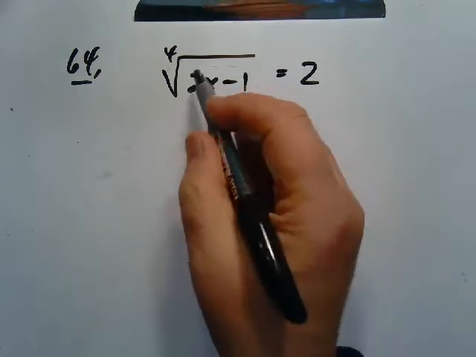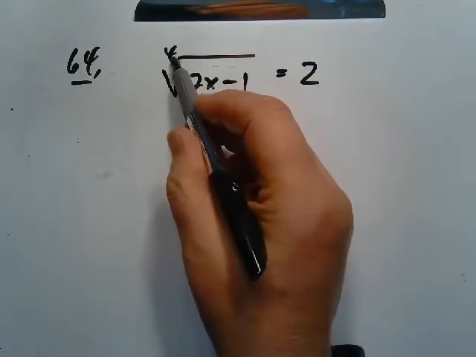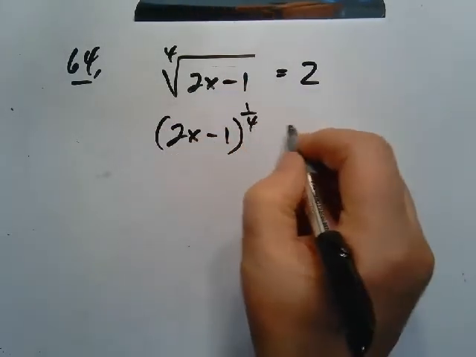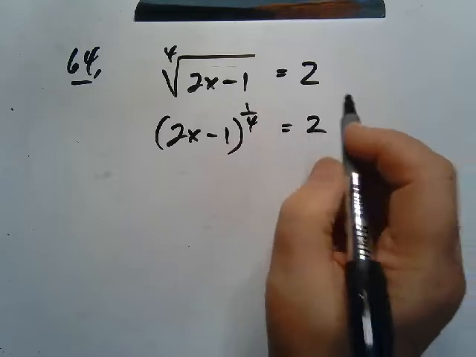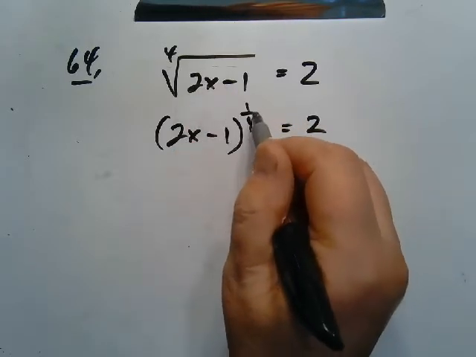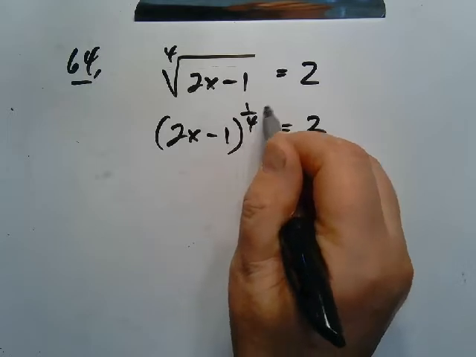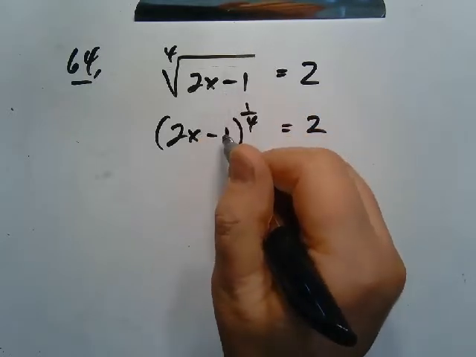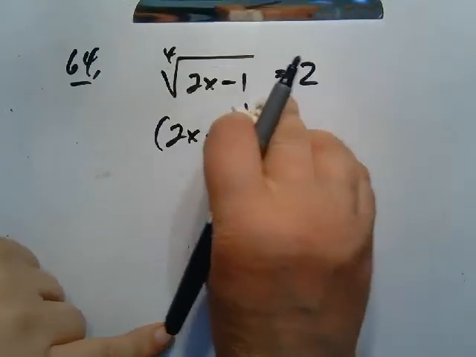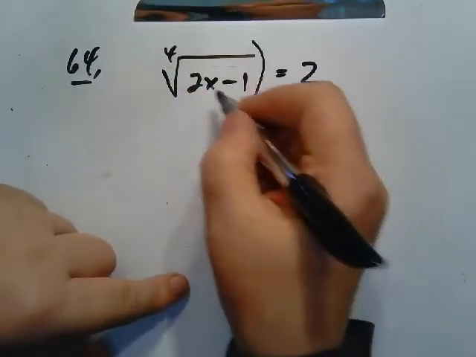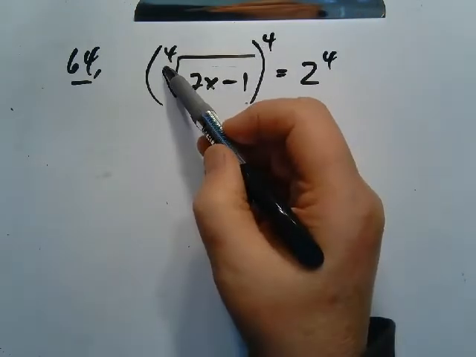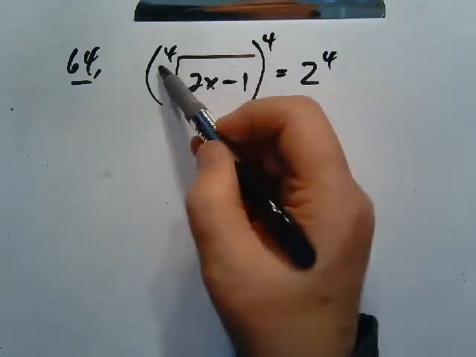All right, here's a problem with a fourth root of something. Well, this is like saying 2x minus 1 to the 1/4 power, and either way you do this, it doesn't matter. These two mean the same thing. So if I want to undo taking the fourth root of something, I would raise both sides to the fourth power. I'm going to take the whole thing and raise it to the fourth power. And the fourth root and the fourth power undo each other.